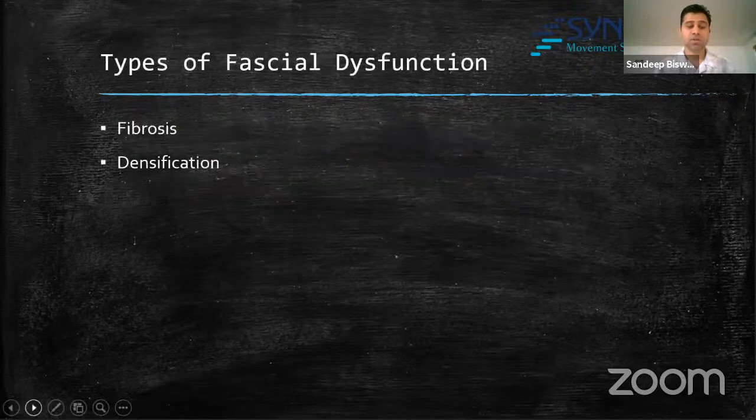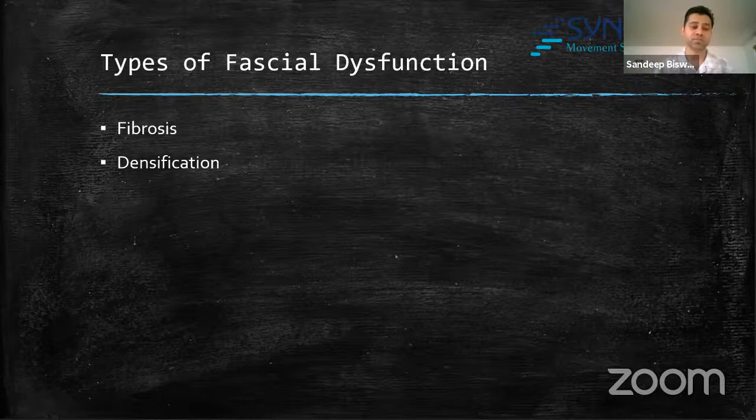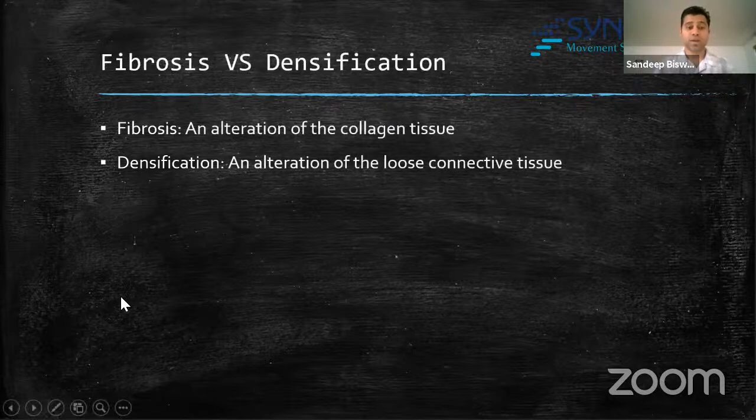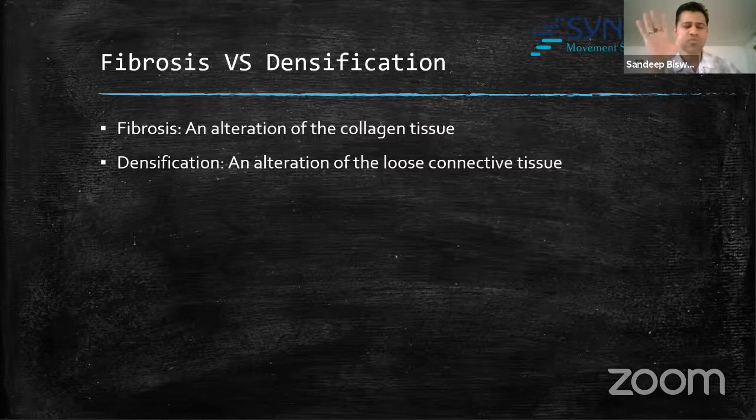Okay, now coming to the different types of fascial dysfunction. So what are the different types? There are two basic types of dysfunction. You have your fibrosis and you have your densification. Okay, so what happens in fibrosis? In fibrosis, there is a change at the level of the collagen. Okay, so there is a problem with the collagen. You have around 15 different types of collagen, but the 3 most important ones are type 1, type 2, and type 3. So there is a problem within this collagen tissue.